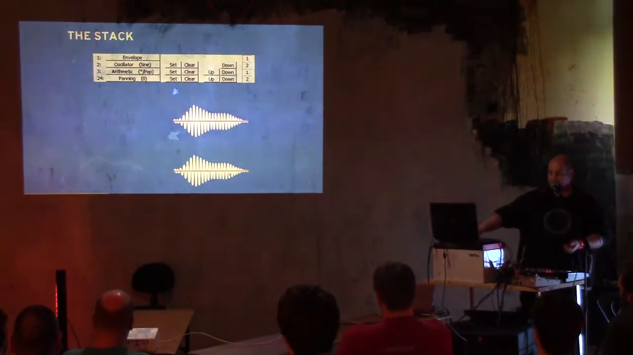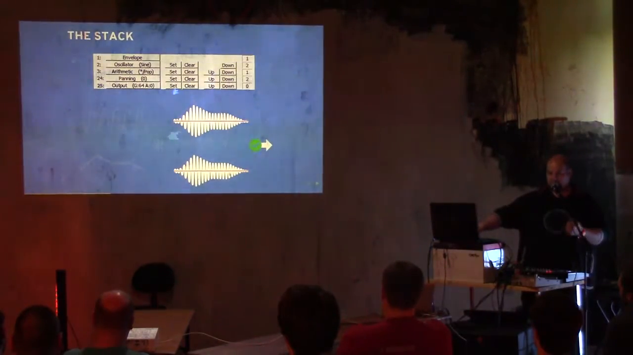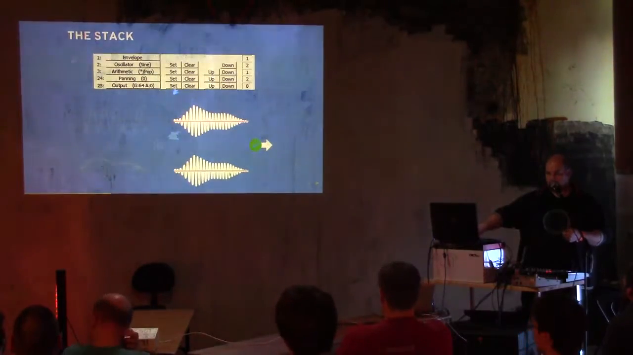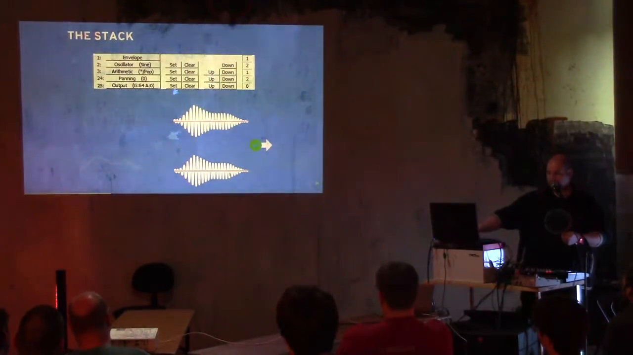And then the last step is output. What the output does is it checks that there are exactly 2 elements on the stack, and it creates a stereo waveform with one as left channel and the other as right channel. I think the bottom one is the right channel. I'm not quite sure actually.